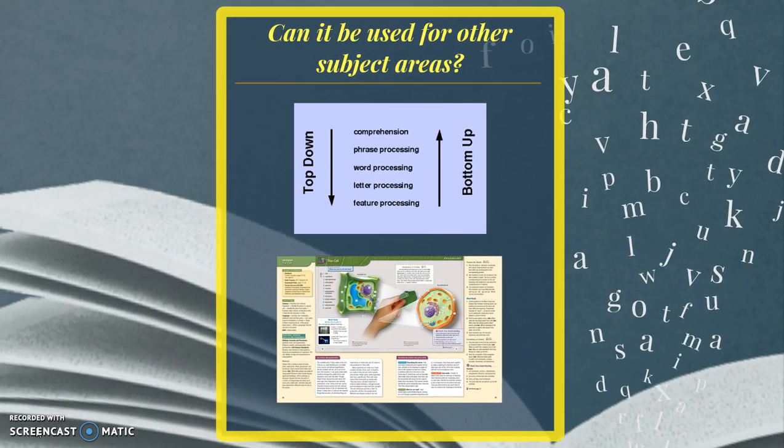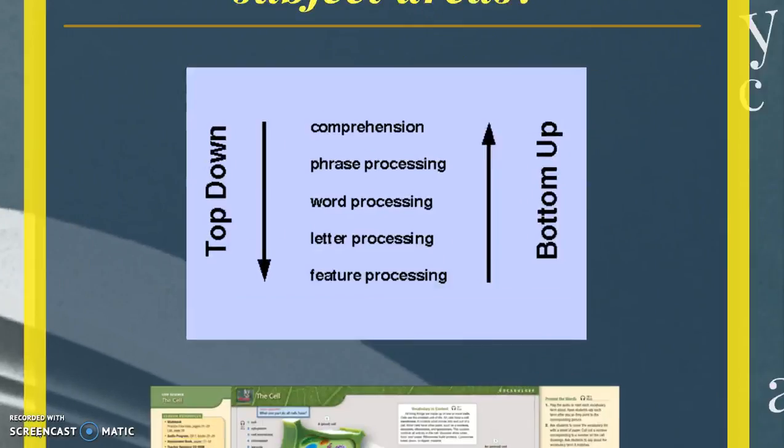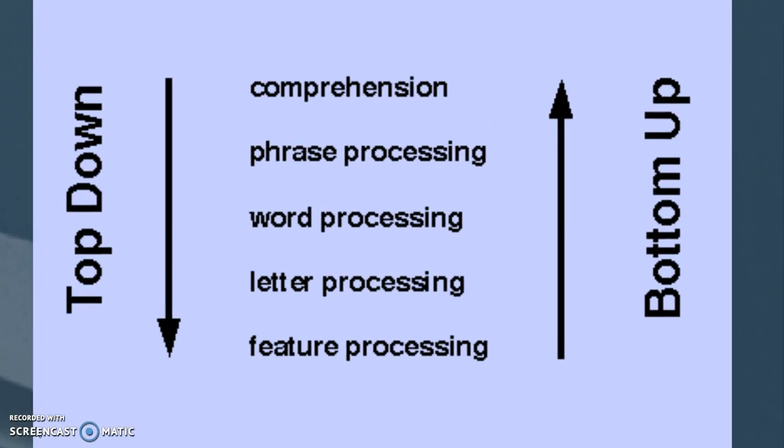Can it be used for other subject areas? This image is a good depiction of how language teachers could break down a text for their students in a foreign language. Whether a teacher starts from big to small or the reverse, with both approaches, students are learning how to gain information from text and learning the nuances, such as vocabulary, grammar, and culture behind the target language.